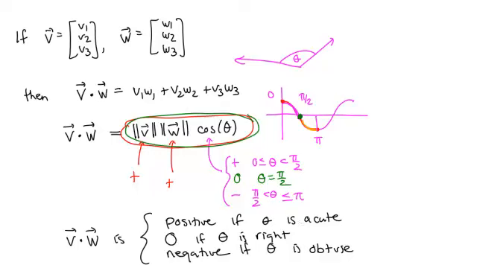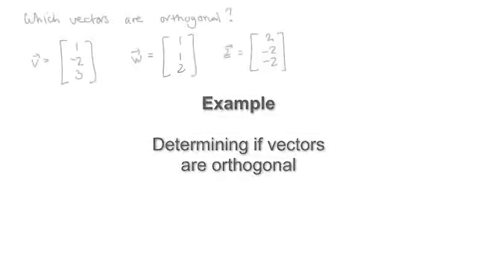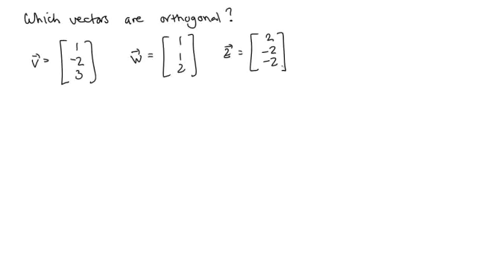And so this gives us a fantastic way of checking whether or not two vectors are at right angles to each other. Let's take a look at an example. Which of the following vectors are orthogonal? Remember, orthogonal is just the vector synonym for perpendicular. So we could ask the question, is the vector v orthogonal to w? Well, to do that, we just work out their dot product. And the sign of their dot product will tell us.